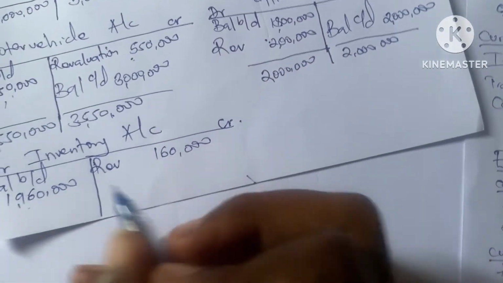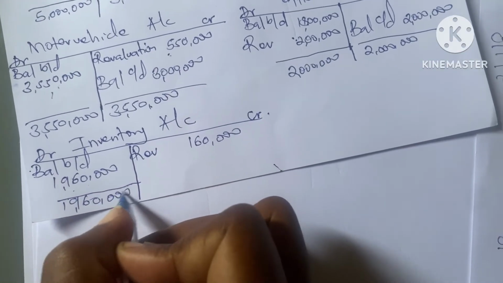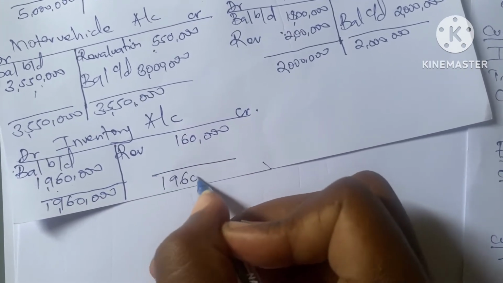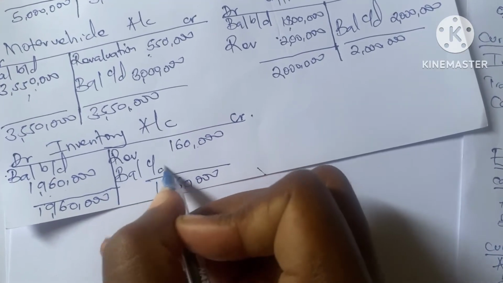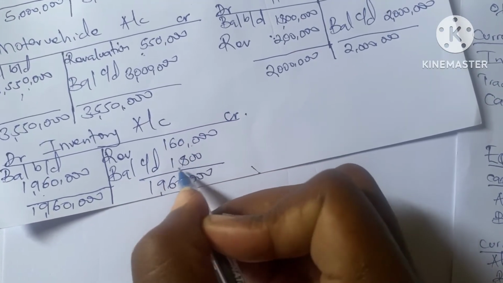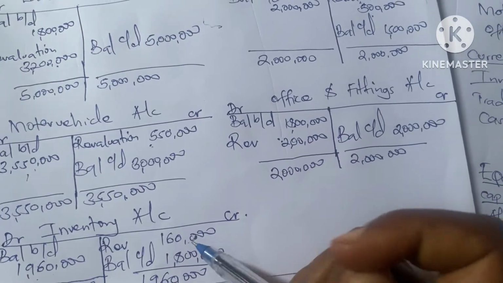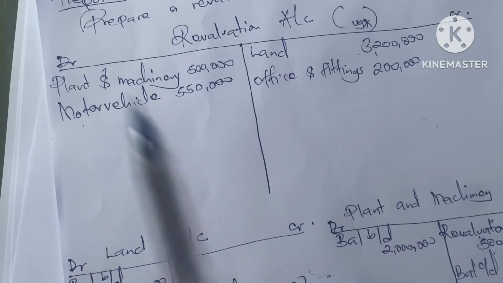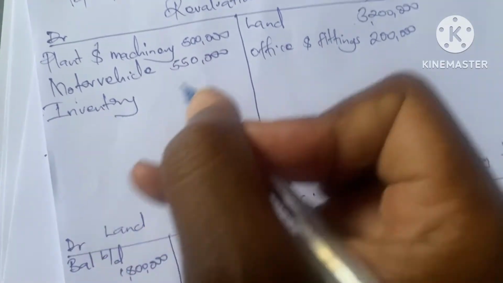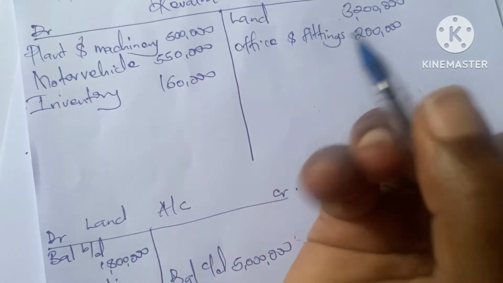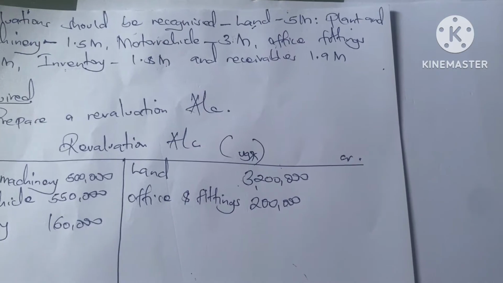160,000. So this side is greater, 1960. 1960 minus this, what you get is balance carried down, which is 1.8. So since the revaluation is on the credit, in the revaluation account, it will be on the debit. So you write inventory, you write 160,000. Like that. Then the last one we have is receivables.